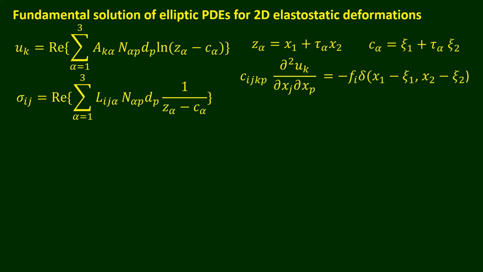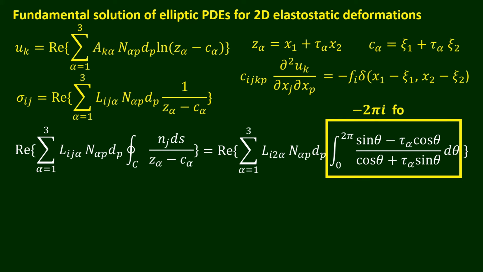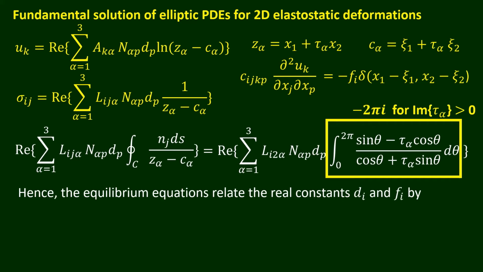The integral on the right-hand side of the equation here can be evaluated analytically to give minus 2πi for τ_α that has positive imaginary part. Hence, the equilibrium equations relate the real constants, d_i and f_i, by the imaginary part of 2π, sum, α equals 1 to 3, L_i2α N_αp d_p equals minus f_i.